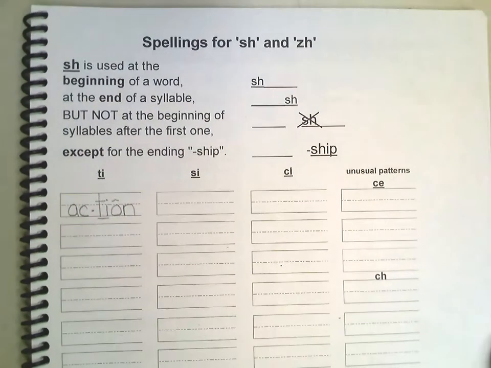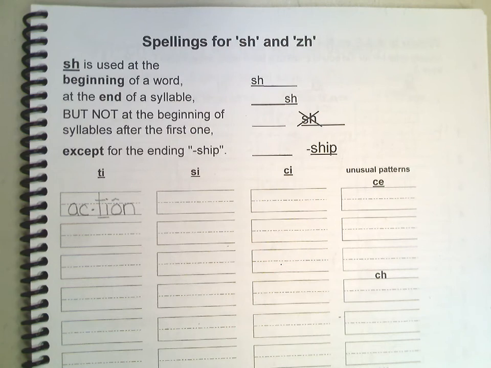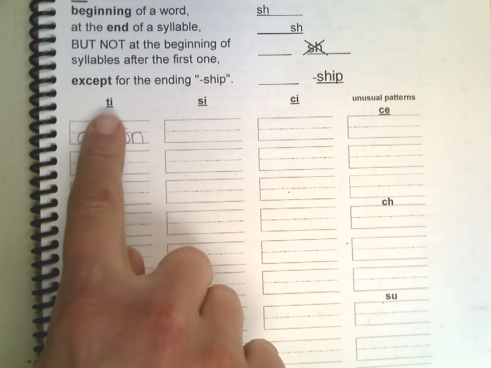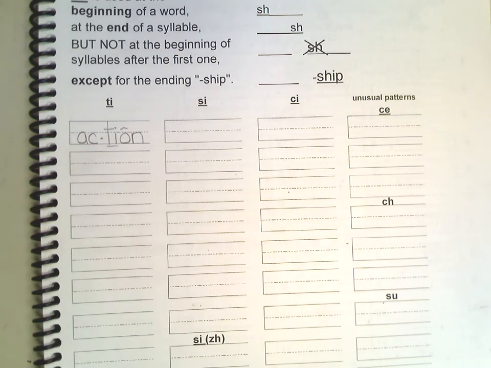Let's go to page 7, where we have our different sh's. All right, so show me where we're going to write question. Good, it's going to be right here. We'll put it right under action. All right, so class, question, what's the first syllable? Good, quest. And the second one? Good, shun. So say the sounds while you write them.